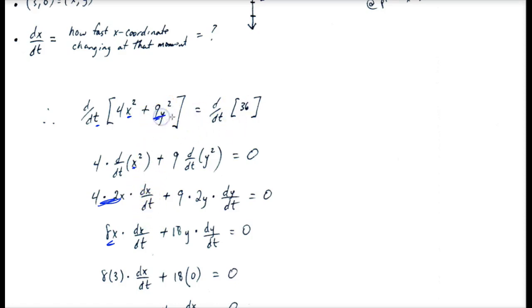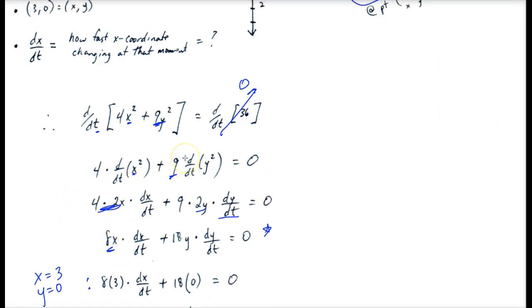Same thing with 9y squared, taking a derivative with respect to t. Of course, we ignore the constant here, and we just say the derivative of y squared with respect to t is just 2y times dy/dt. And then, of course, the derivative of any constant is 0. From that point, we just do a little cleanup and get to this point here. And then at this point right here, we're saying that when x is 3 and when y is 0, what is dx/dt going to be?